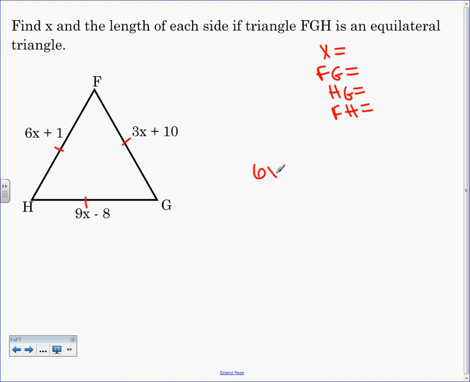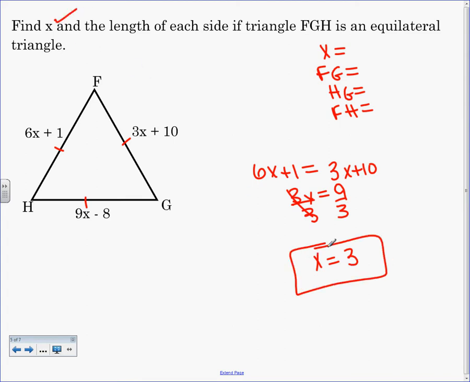I went ahead and chose the 6x plus 1, and I set that equal to the 3x plus 10. You could have done anything else. You could have set this one equal to this one, or this one equal to that one. It doesn't matter. Take a minute. Go ahead and solve for x, please. You should get x is 3. I subtracted 3x over, so I got 3x, and I subtracted 1 over, and I got 9. Divide by 3, x is 3. Okay? So we found x.